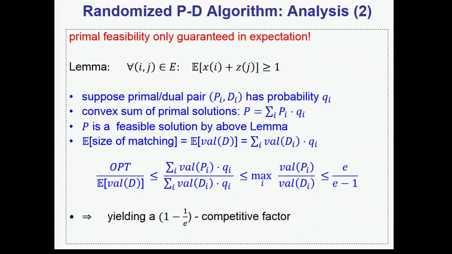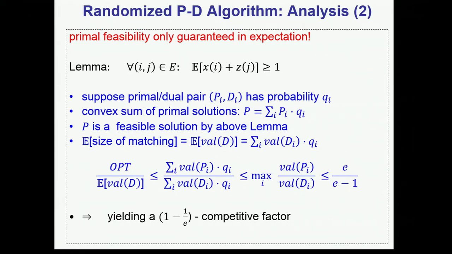The only issue is feasibility. And here it's really interesting. You don't have feasibility. You have feasibility in expectation. And what Devanur, Kleinberg, and Jain show is that with this assignment, for every ij, only in expectation, x_i plus z_j is bigger than or equal to 1. And now, why is this enough for proving the performance? Well, let's look at a particular pair, (i, y_i), which is generated by the algorithm. And this is going to happen with some probability q_i.